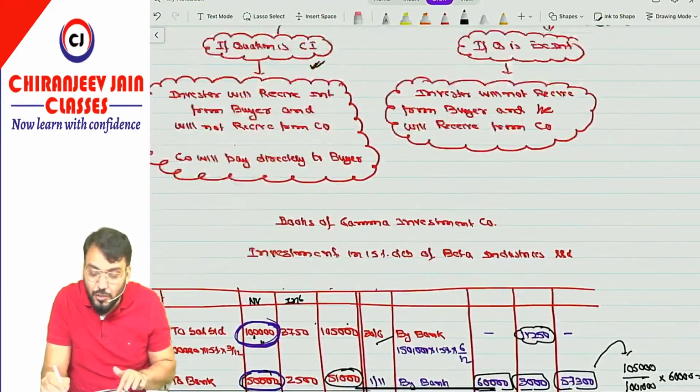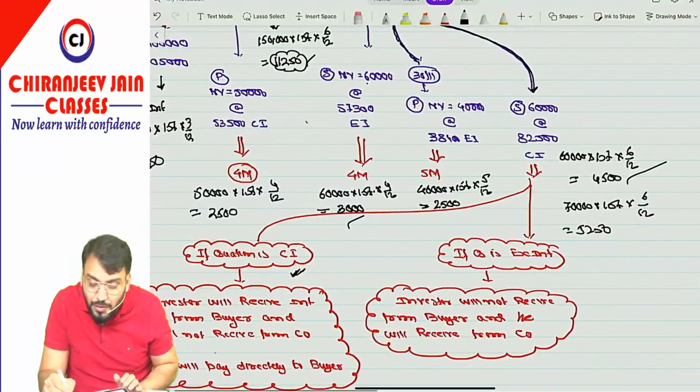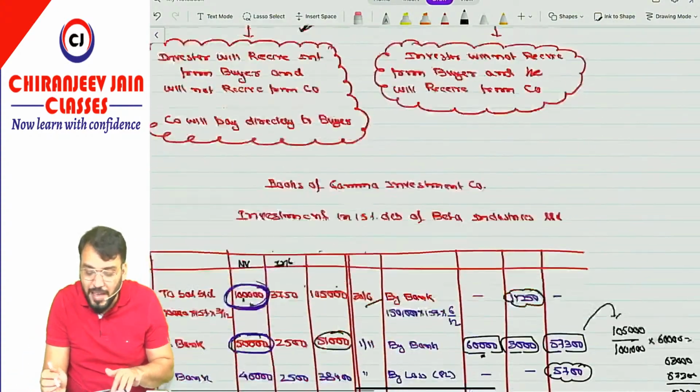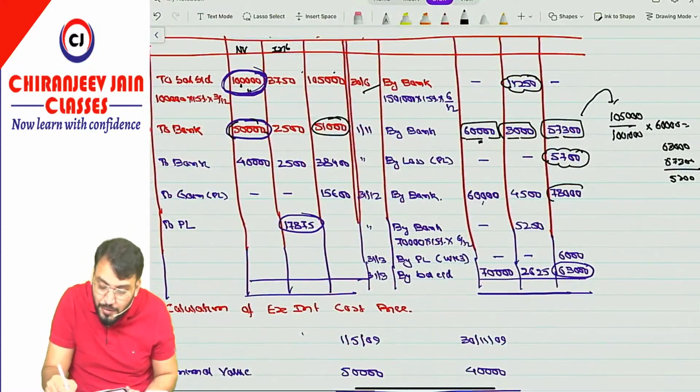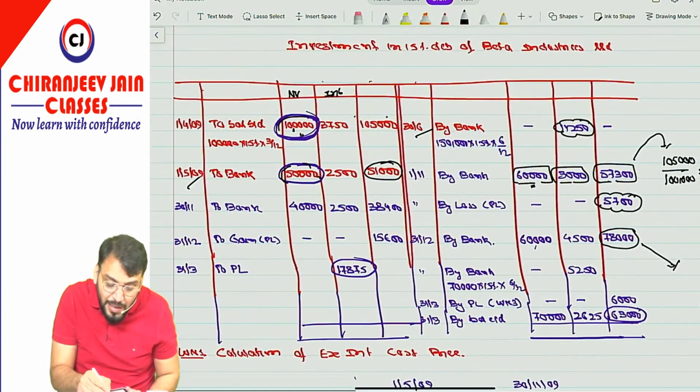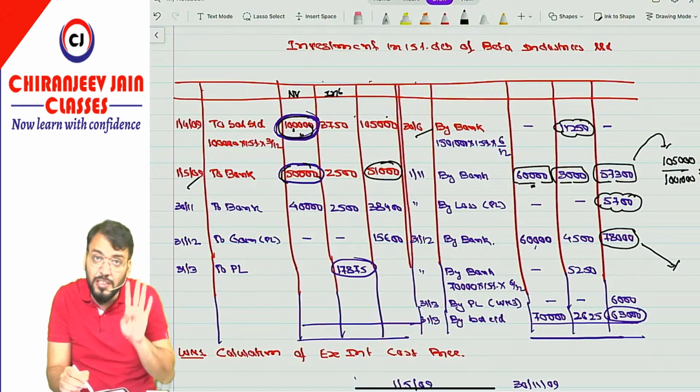Now what is given? Check, cum-interest sale price is given. So cum-interest sale price 82,500 minus 4,500, that is 78,000 becomes ex-interest sale price. So 78,000 came. Now we need to find out the cost price of investment sold. So what we'll do? You can see out of the first lot of 1 lakh, 60,000 sold means 40,000 left.